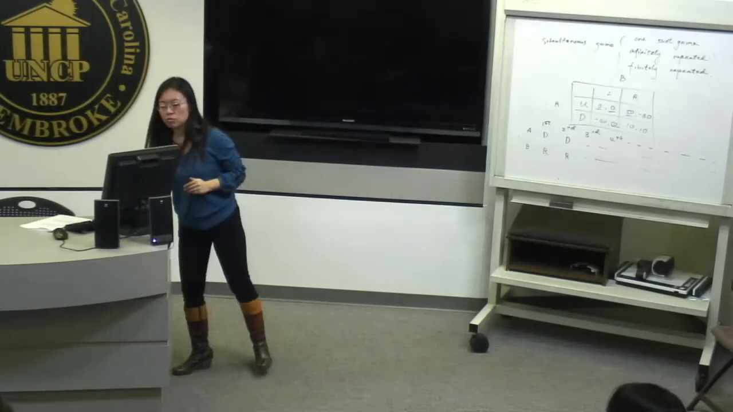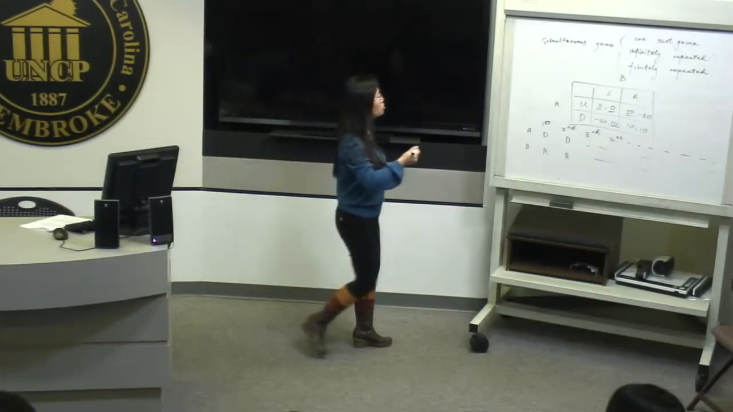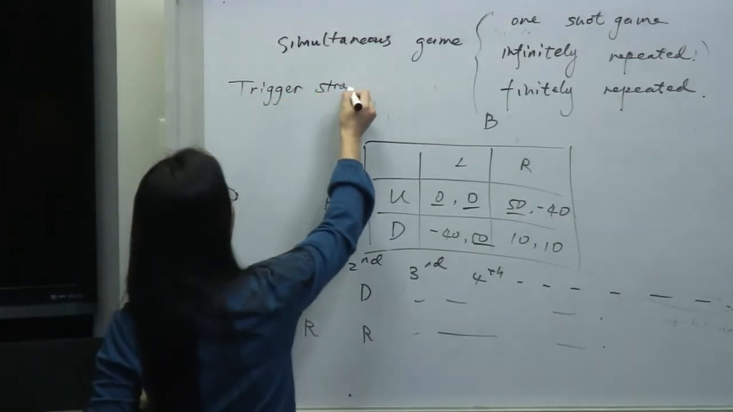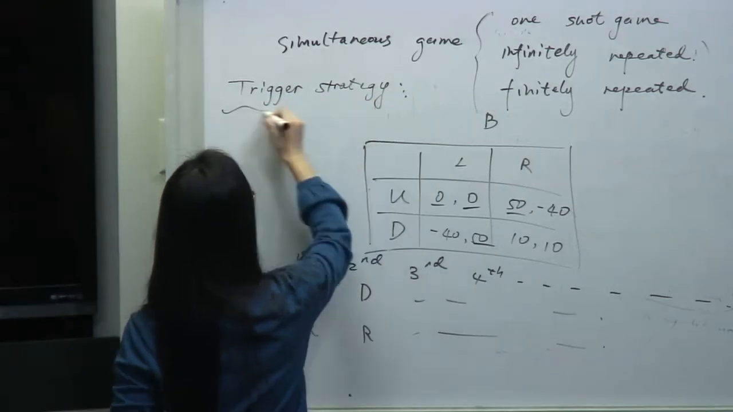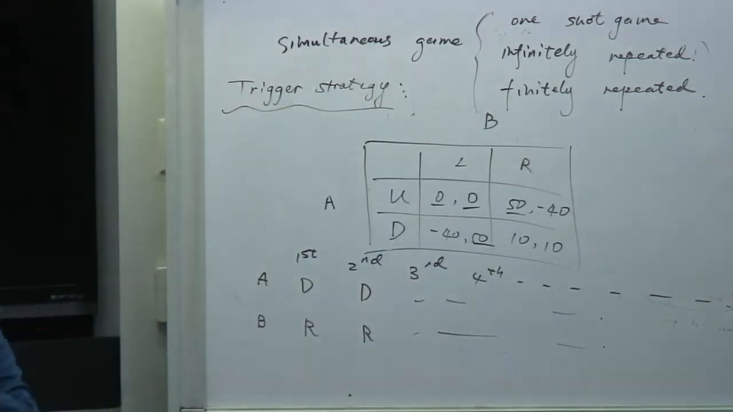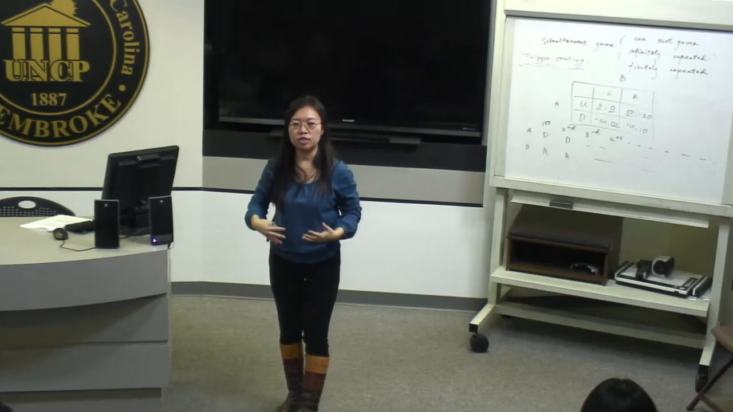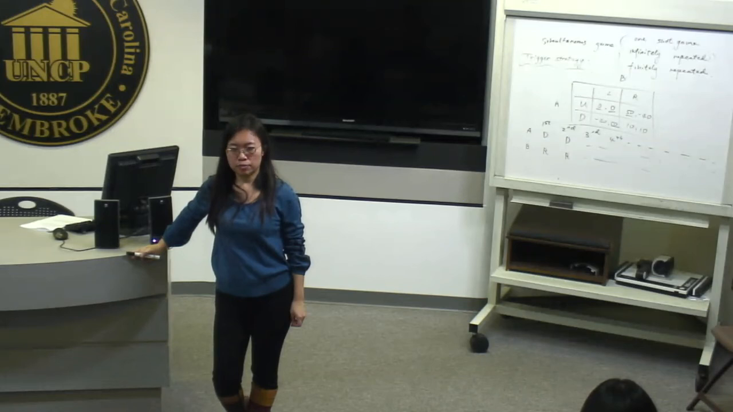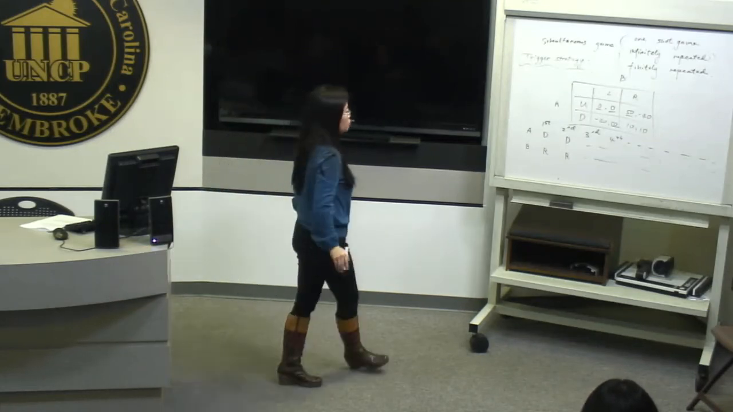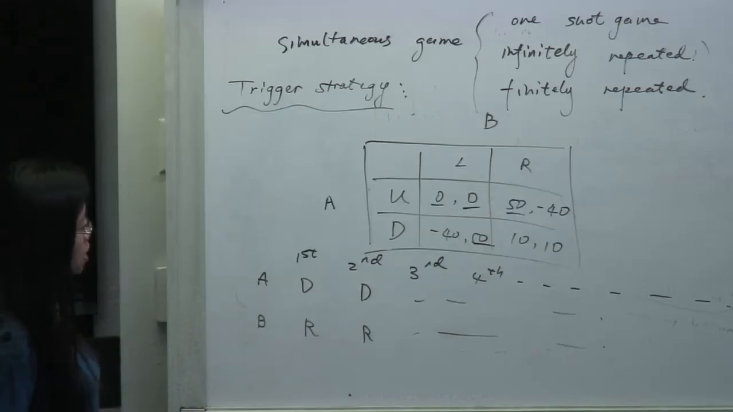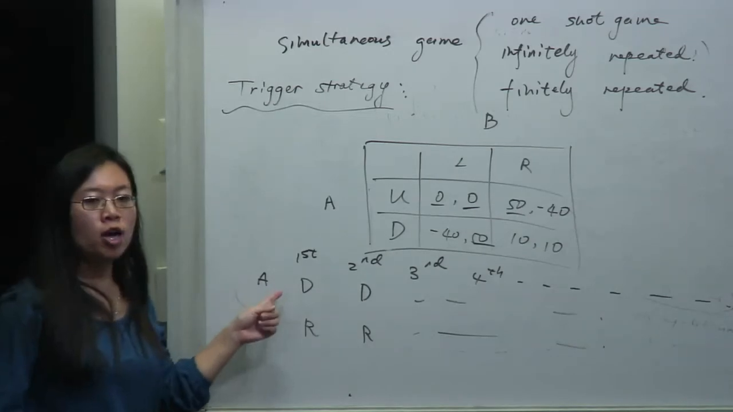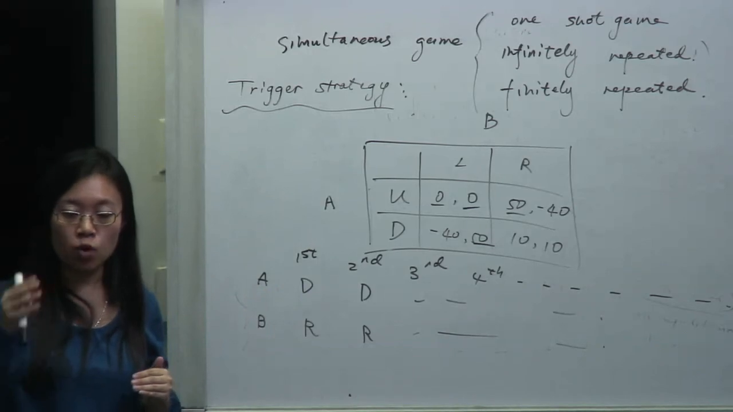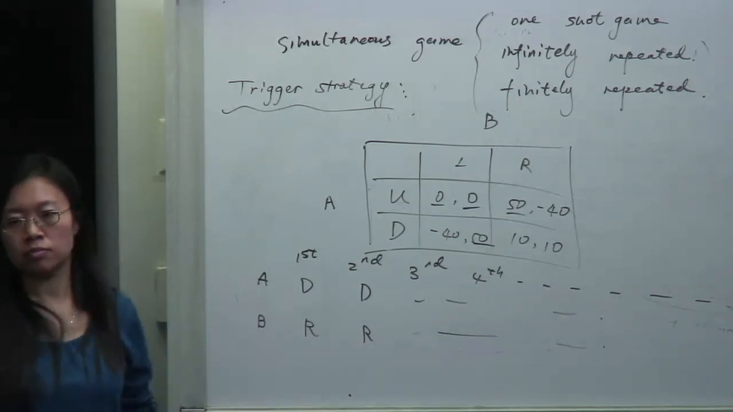These rules we're going to use here, we call the trigger strategy. The trigger strategy says this is the rule we apply to the players' behavior. Each guy is going to play cooperatively, continue to play cooperatively, unless they see the other guy start cheating.